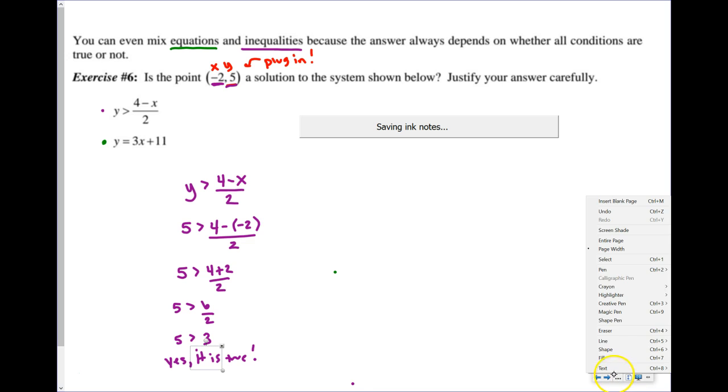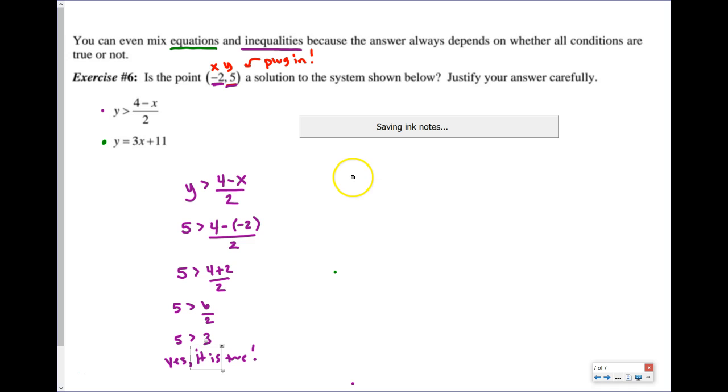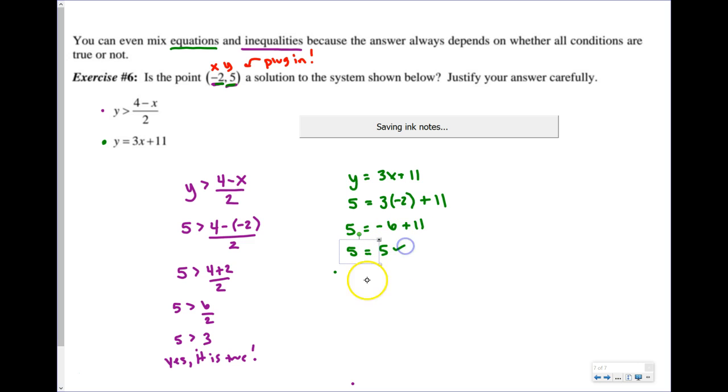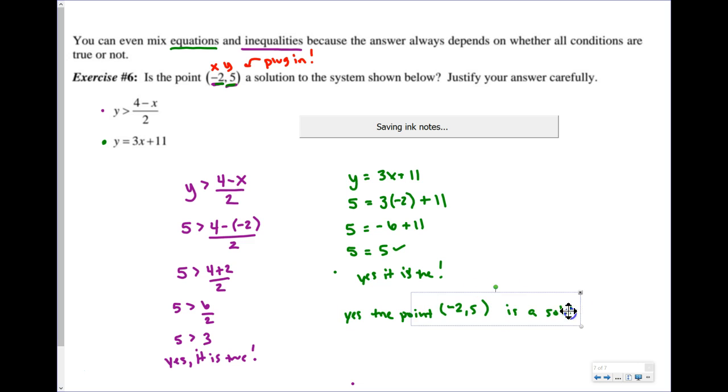Alright, now let's try the green one. So now I have y equals 3x plus 11. Going back up here, I'm plugging in -2 and 5. So I plug in 5 for y, and I plug in -2 for x. And now I simplify. 5 equals 3 times -2, which is -6. Carry down the 11. -6 plus 11 is 5. Does 5 equal 5? Yes, it is true. And what does it tell us if both are true? Yes, the point (-2, 5) is a solution.